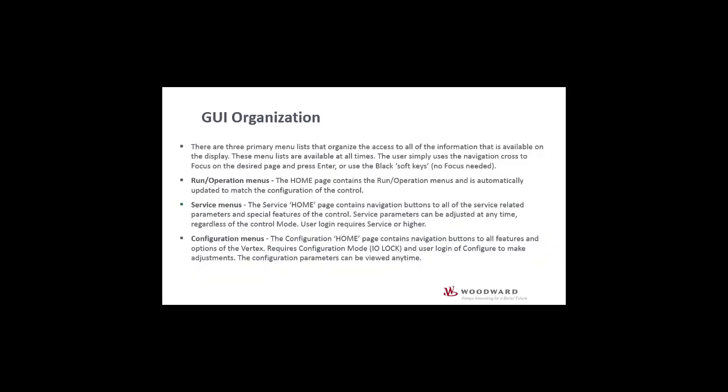There are three primary menus within the GUI interface. There is the Home or Runtime menu, which provides navigation to the various pages used to operate the compressor controller. There is the Service menu, which provides online access to control settings or special features of the control, such as the data log. And there is the Configuration menu, which contains navigation to all configuration pages. The values within the configuration menu can only be adjusted when the unit is in configuration mode, but they can be viewed at any time.